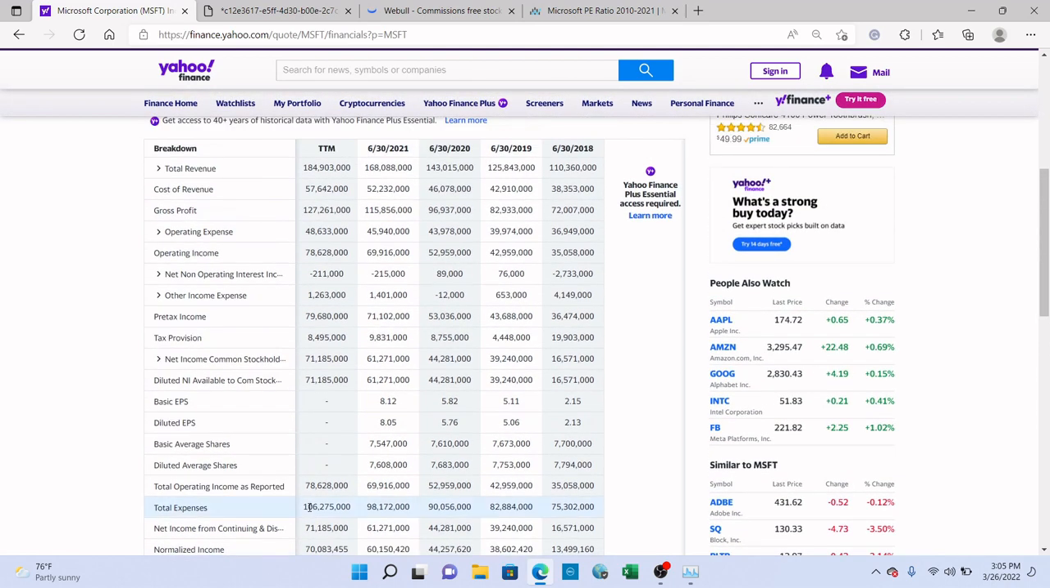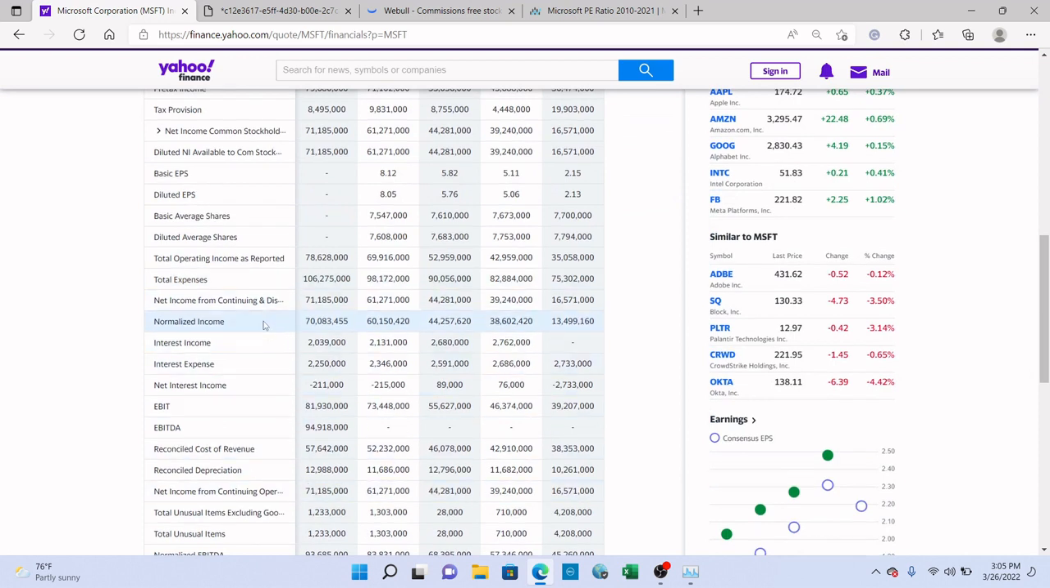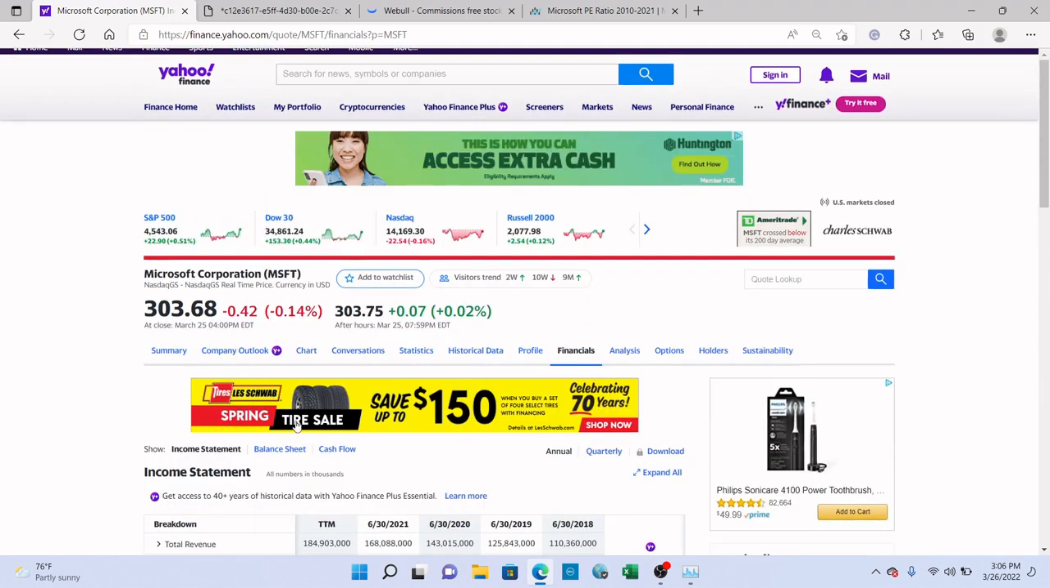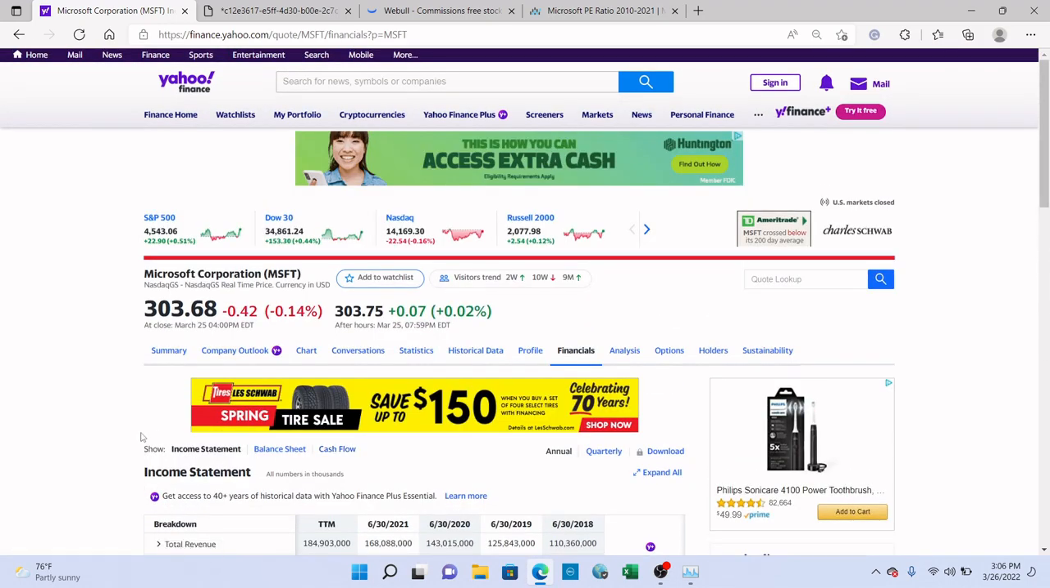Now, in 2021, they made quite a bit of money. And if we're looking at the trailing 12 months, they're making $95 billion when you're taking depreciation and amortization out of the picture. So over to their cash flow statement.